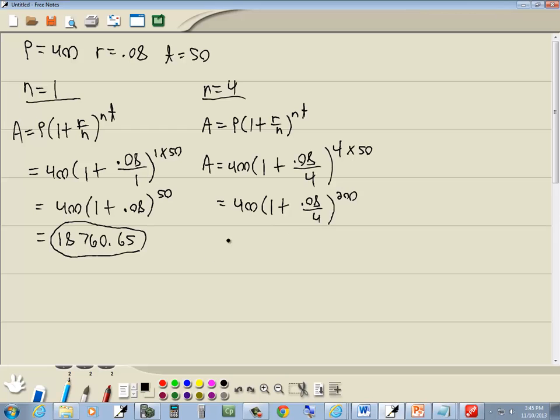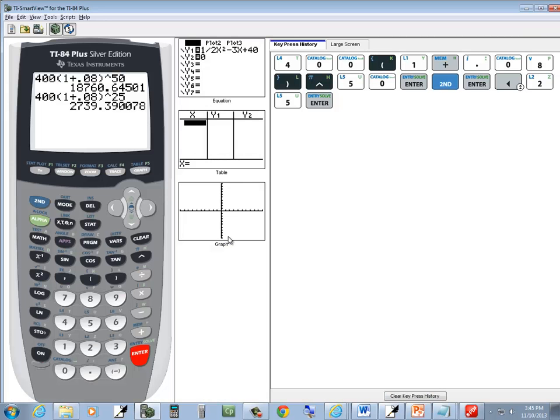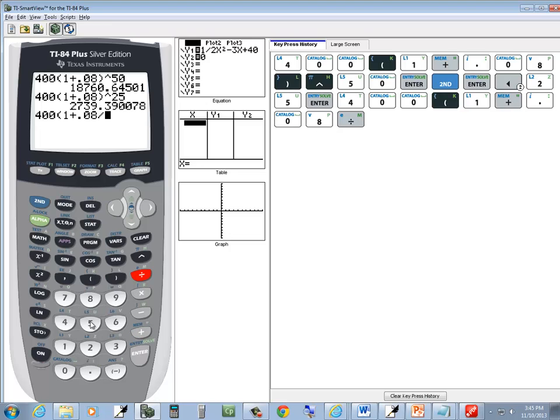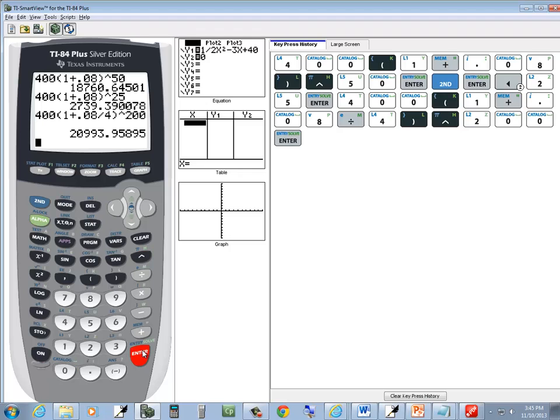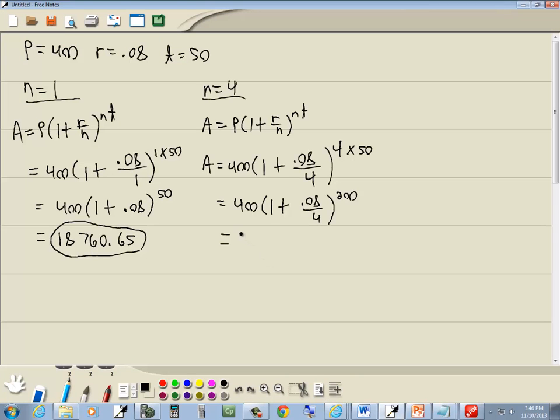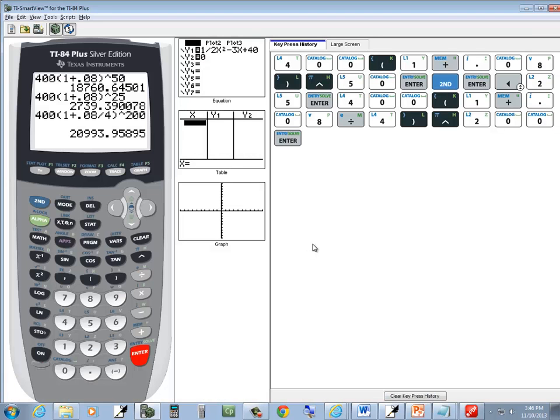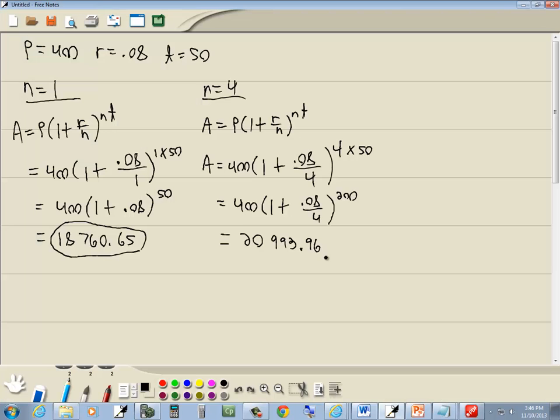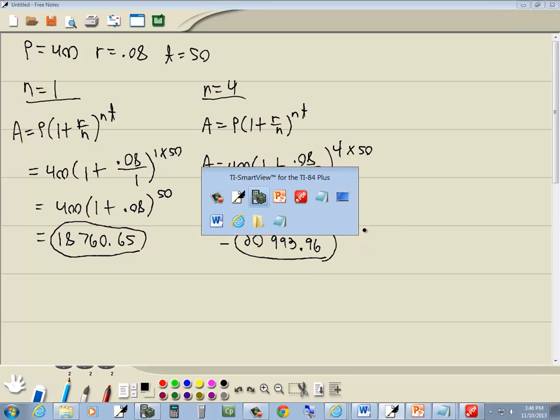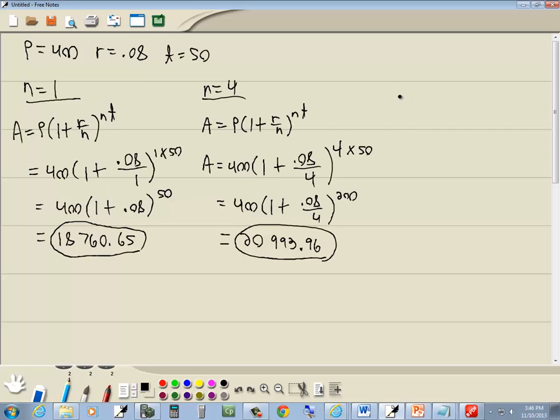So let's plug that in the calculator. We got 400, beginning parentheses, 1 plus 0.08 divided by 4, close parentheses, caret 200. Enter. And we get $20,993.96. And that's our answer.